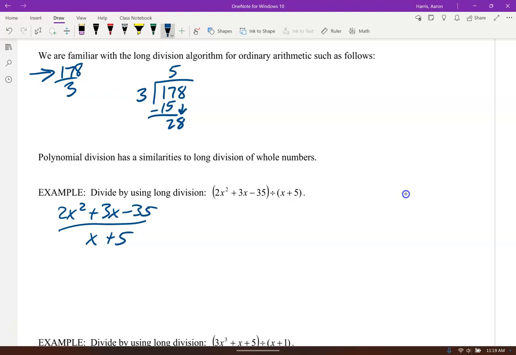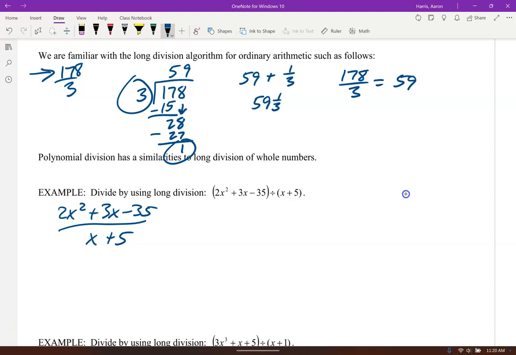And if we don't match it, we go a little bit less than it. So don't go over it. So 3 times 9 is 27. Subtract that 27, and we have a remainder of 1. And so we say it's a quotient plus the remainder over the divisor. But in this case, we just write it as a mixed number. 59 plus 1/3 is the same as 59 and 1/3. And that's what 178 over 3 is. It's 59 and 1/3, right? Well, let's go ahead and do that same thing here with polynomials.